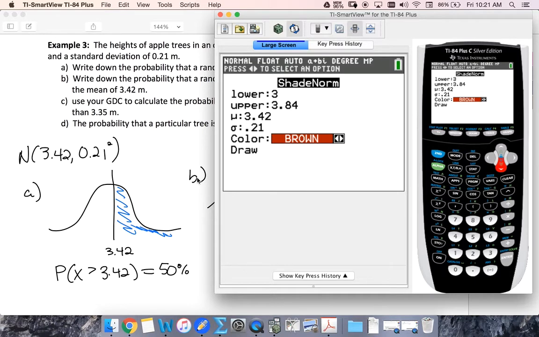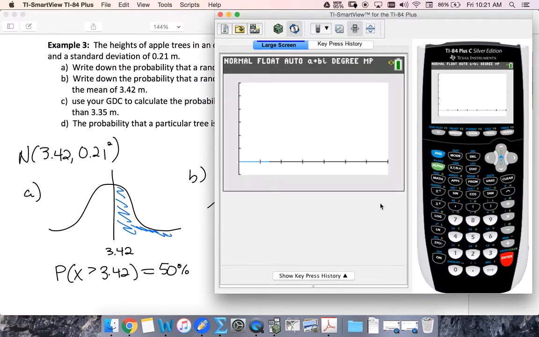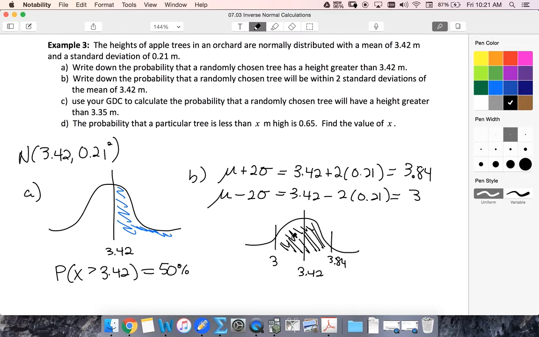I'm going to go to a different color. Navy, ooh, light blue. All right, so there we are. That's funny, I made it lower and now it did go up higher. But I can still see that my area is 0.9545. So my probability that I'm between 2 standard deviations is about 0.9545 or 95.5%.